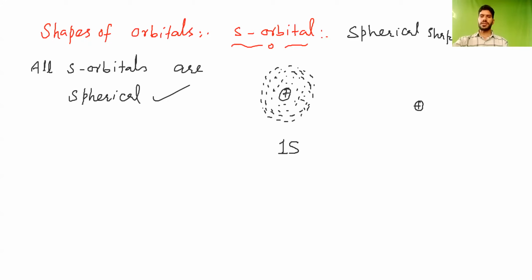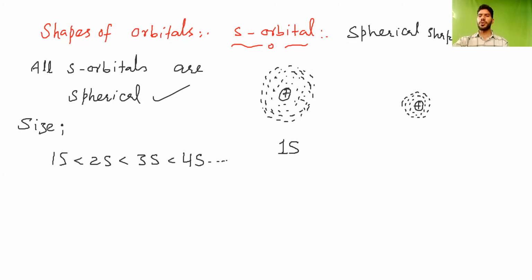But there is a difference. One difference is in the size. I have told you that 1s has a smaller size, 2s has a bigger size, 3s will have a very big size, and 4s also has a very big size. But along with the size, there is another very important difference. There is a space where the probability of finding an electron is 0. That is known as a node.